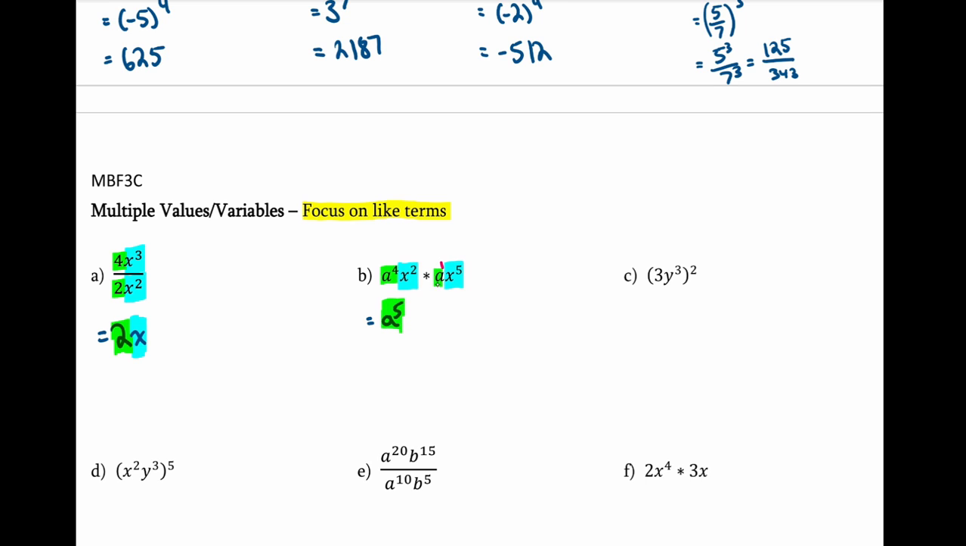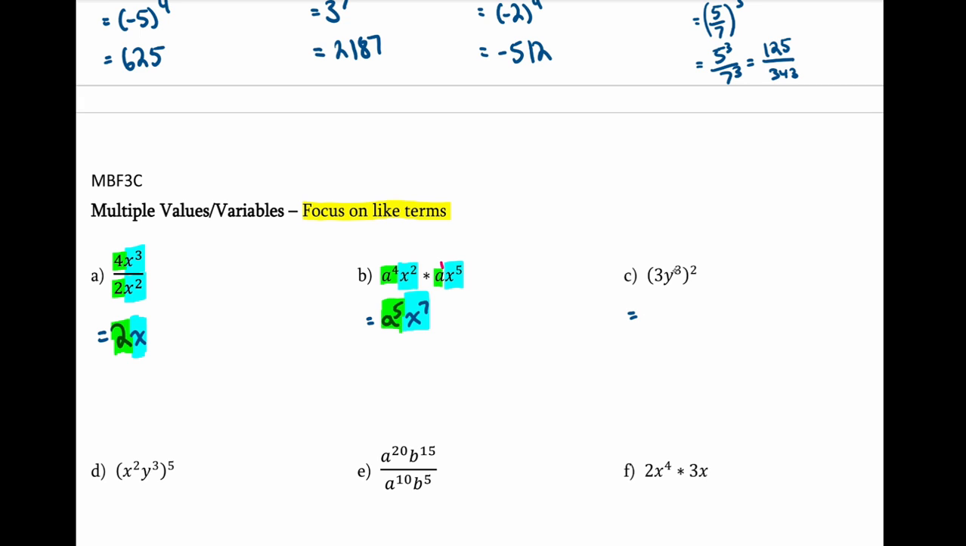The next part, I'm going to focus on my x's. Again, power times a power, so I'm going to add my exponents. 2 plus 5 is 7, and that's the second part. So in this case, it's just a to the power of 5, x to the power of 7. And it's all one term, right? It's not plus or minus in between, it's just one term.